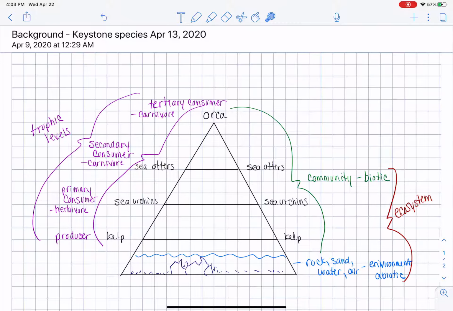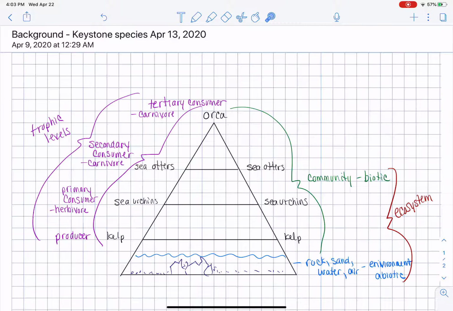Okay. The kelp is a producer because it takes the energy from the sun and turns it into sugar that can be used by the sea urchins, which are a consumer. Since they're the first consumer in this level, they are the primary consumers. And since they only eat plants, they are called herbivores. Sea urchins are animals, and so they are eaten by a carnivore. The carnivore that eats them is a secondary consumer, secondary because it's 2 levels up from the producers, and those would be the sea otters.